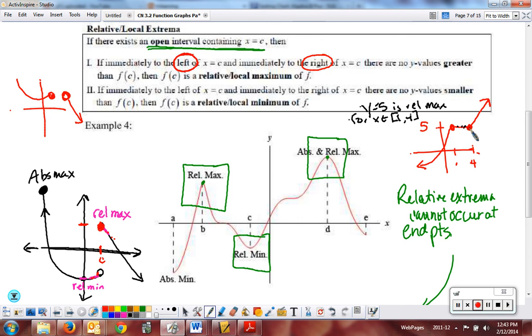What happens when I get to that point, though? Is that a relative max anymore? No, because if I look directly to the right of that value, there are points that go above as opposed to going below. So we would change it, and if I was doing this graph, I'd have to make this a parenthesis, because there's not going to be a relative max there. Yes?